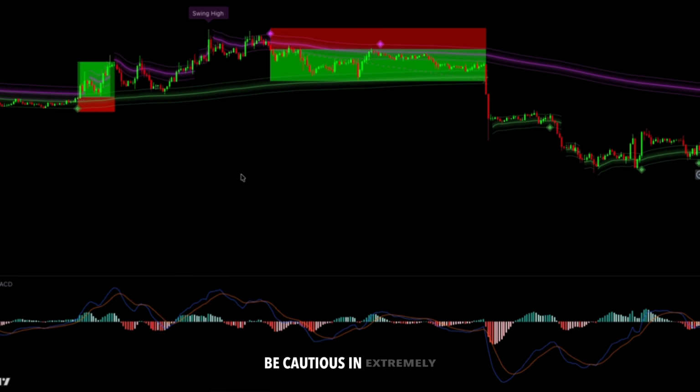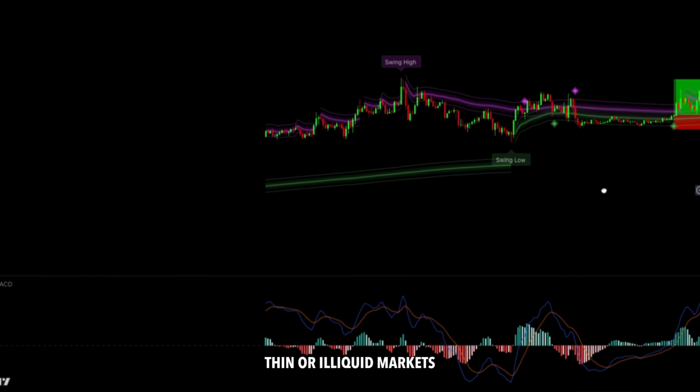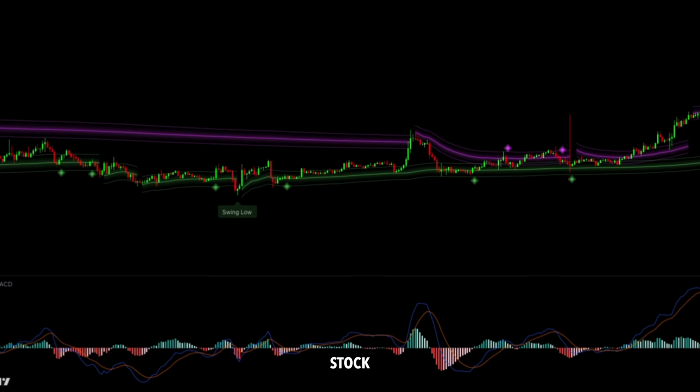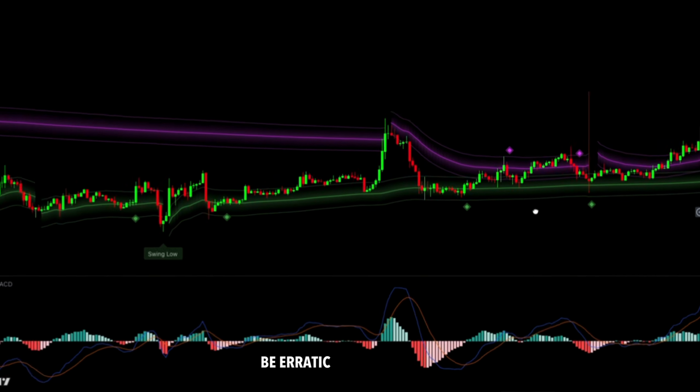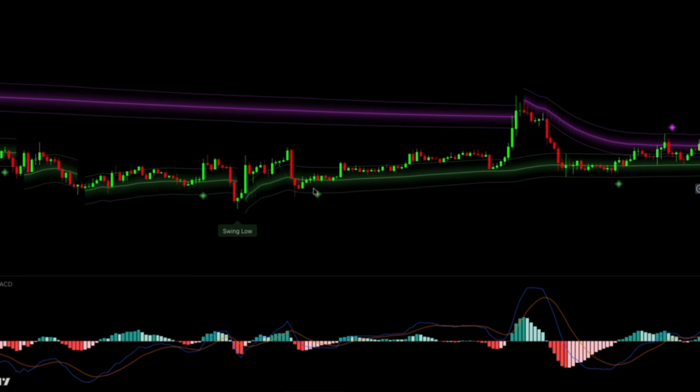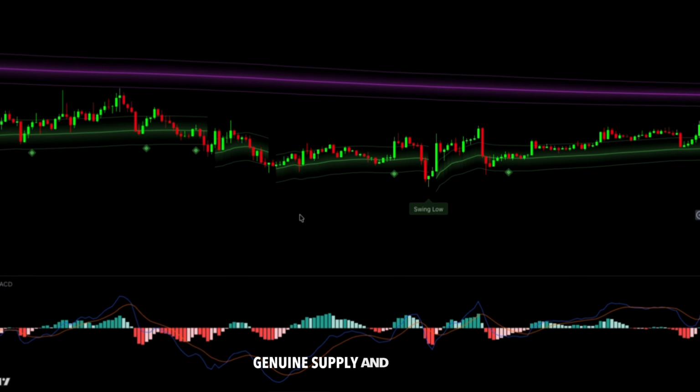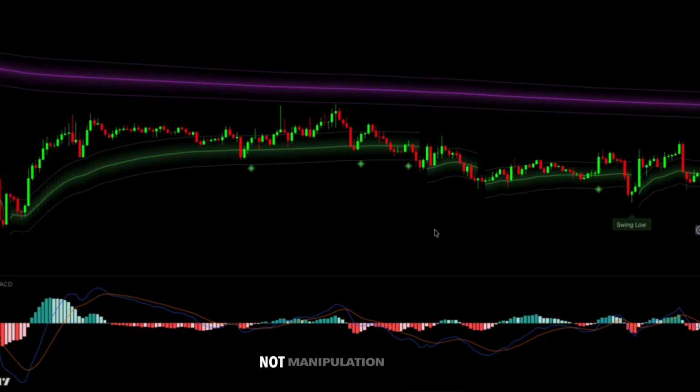Finally, be cautious in extremely thin or illiquid markets. If you are trading a low-volume altcoin or a penny stock, the swing structures can be erratic and unreliable. The indicator is designed for markets with healthy liquidity where swing points represent genuine supply and demand dynamics, not manipulation or lack of participation.